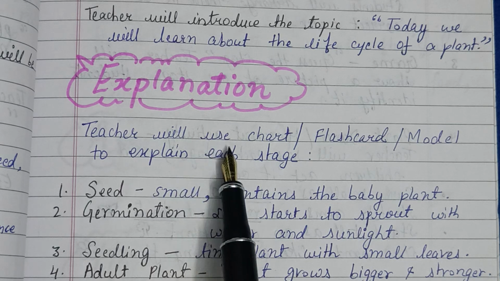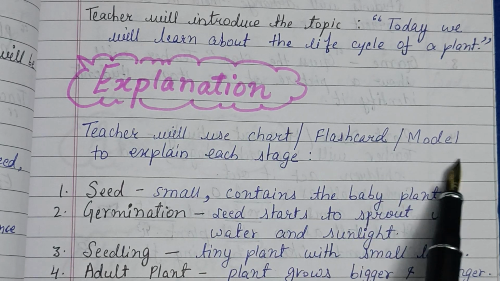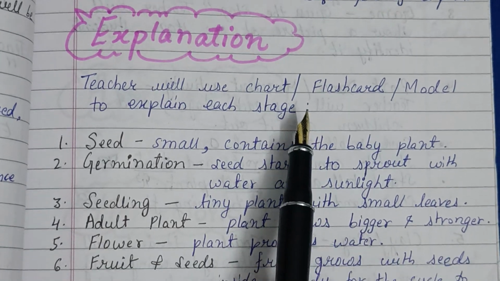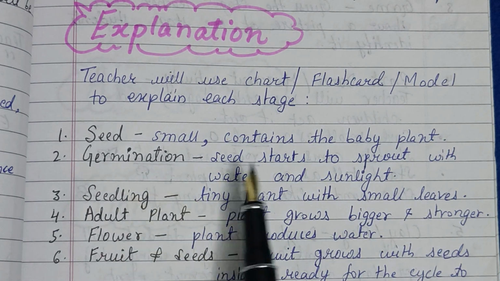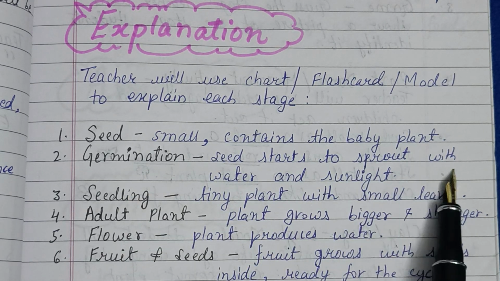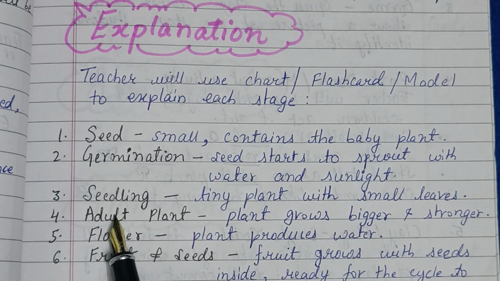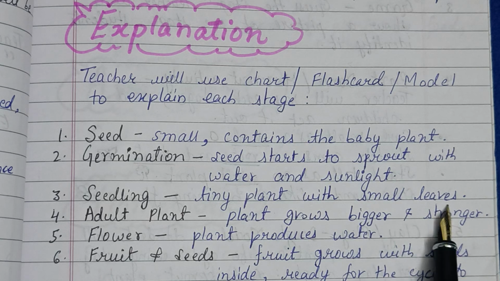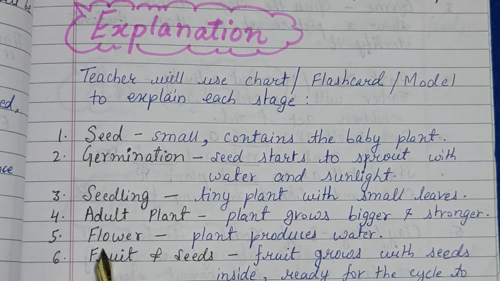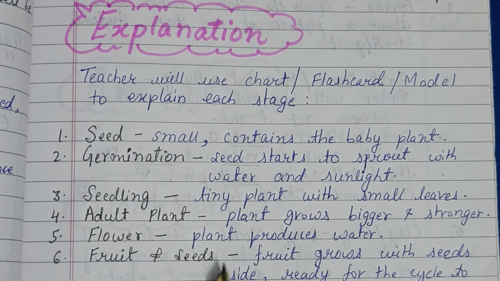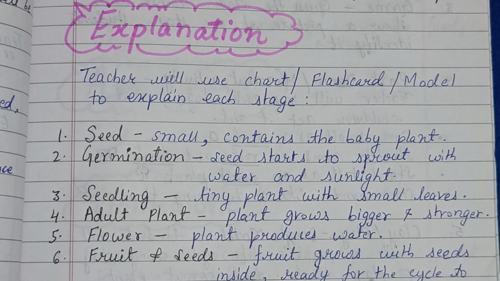Explanation. The teacher will use a chart or flashcard or model to explain each stage. Seed: small, contains the baby plant. Germination: the seed starts to sprout with water and sunlight. Seedling: a tiny plant with small leaves. Adult plant: the plant grows bigger and stronger. Flower: the plant produces flowers. Fruit and seed: the fruit grows with seed inside, ready for the cycle to begin again.